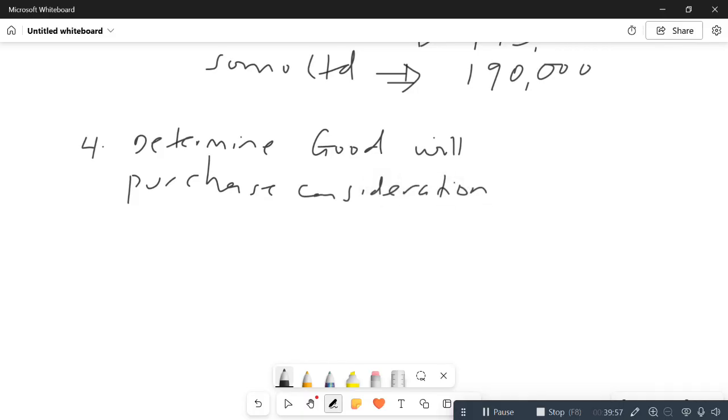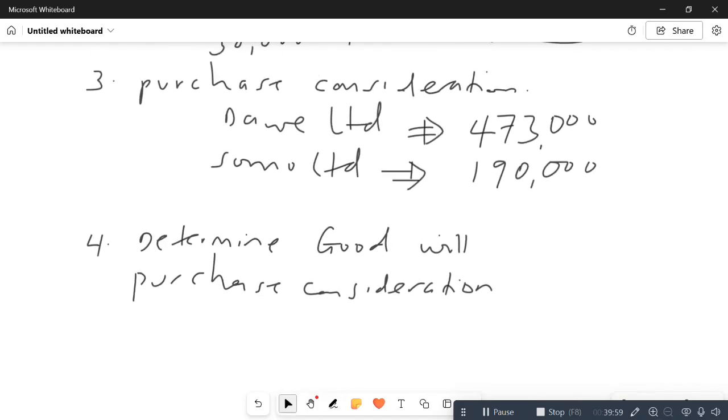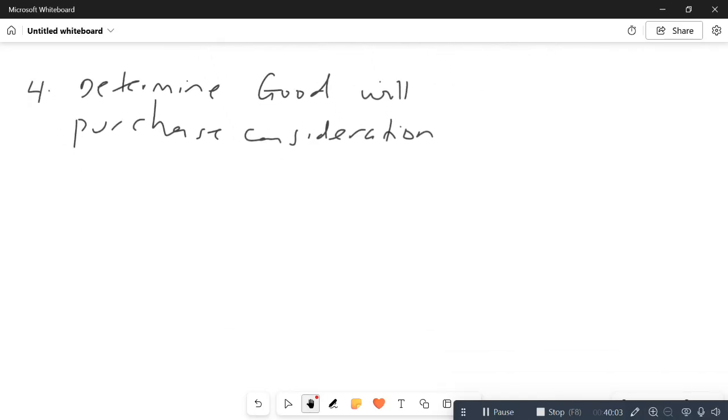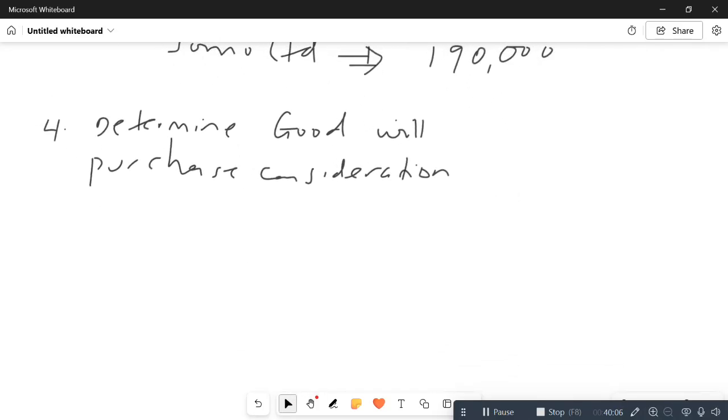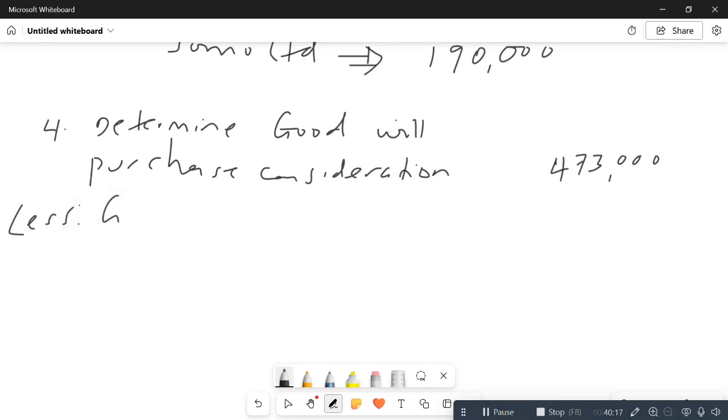It is given up there. If you check here, we have already determined Dawe Limited's purchase consideration was 473. That's the money which was paid, 473,000. Then we subtract the group share of net assets at acquisition.